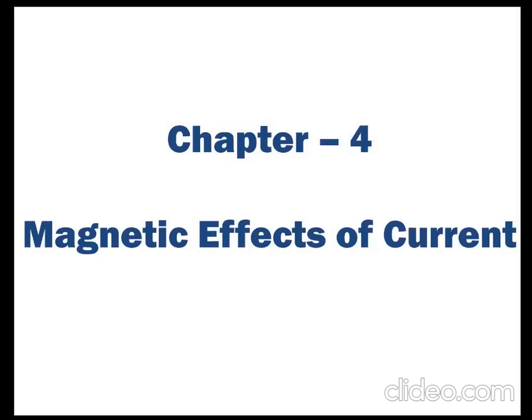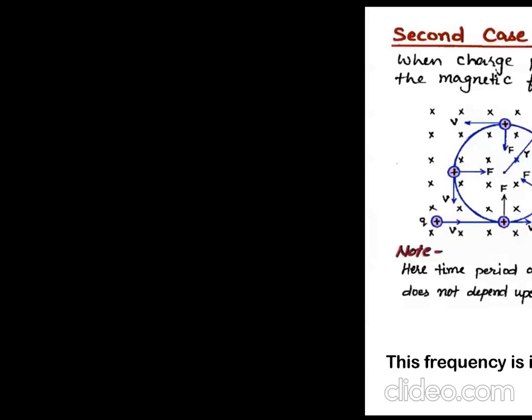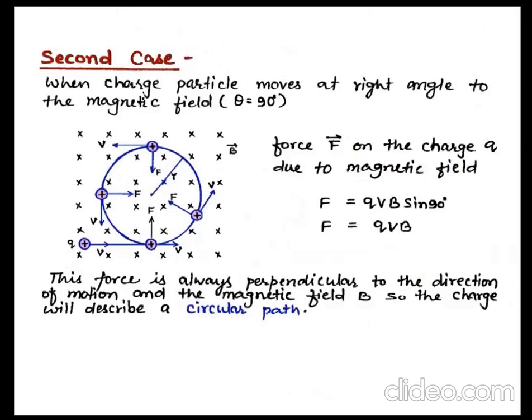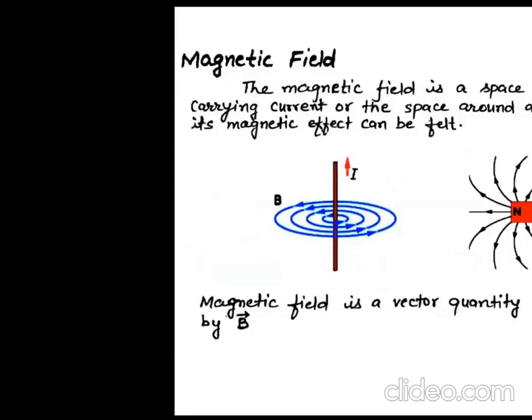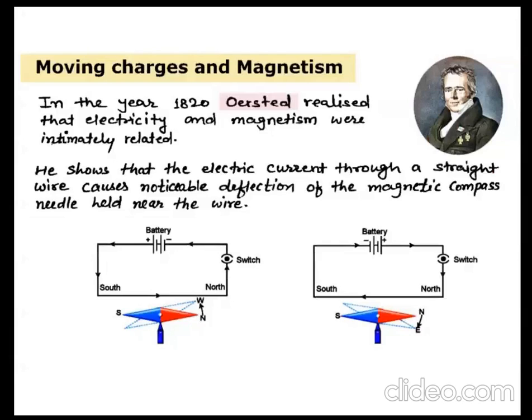Good morning, children. This is 12th Physics, Chapter 4, Magnetic Effects of Current. Let's start with that. Now, the magnetic effect. It was the scientist Oersted who, through his experiments, related electricity and magnetism.